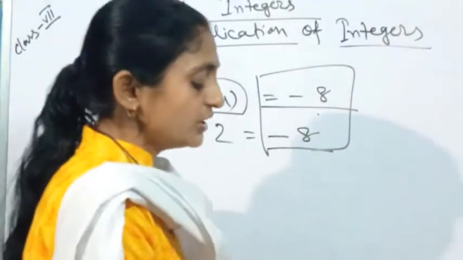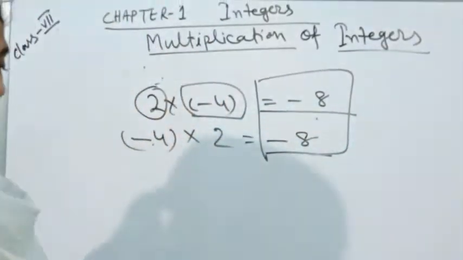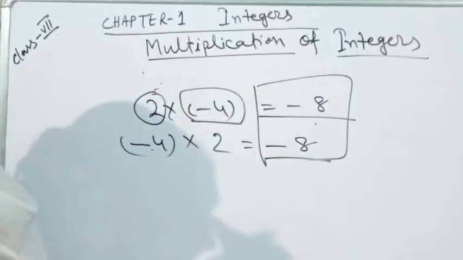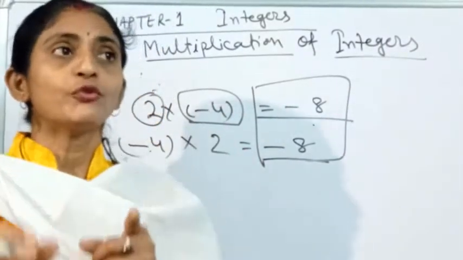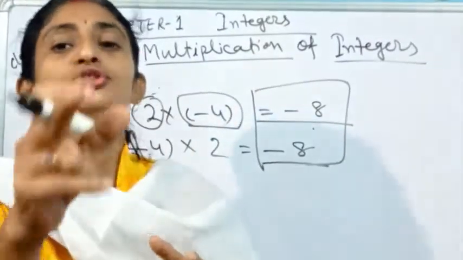Now come to the third property of multiplication. Yes, before we come to the third property, you must be clear about the product of any integer with 0.